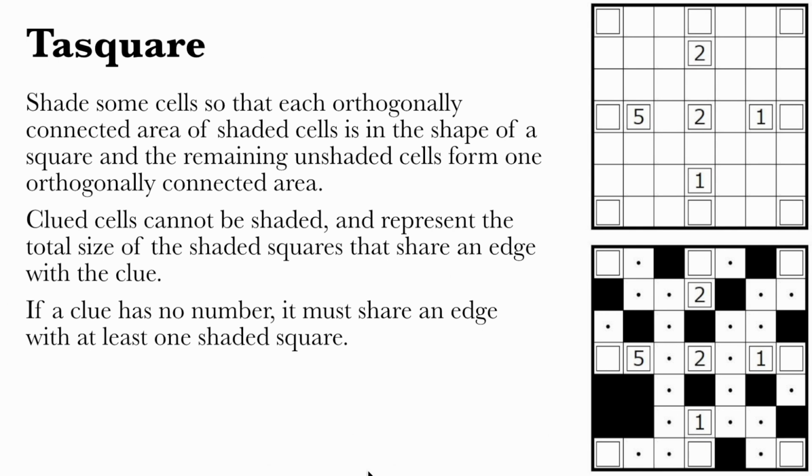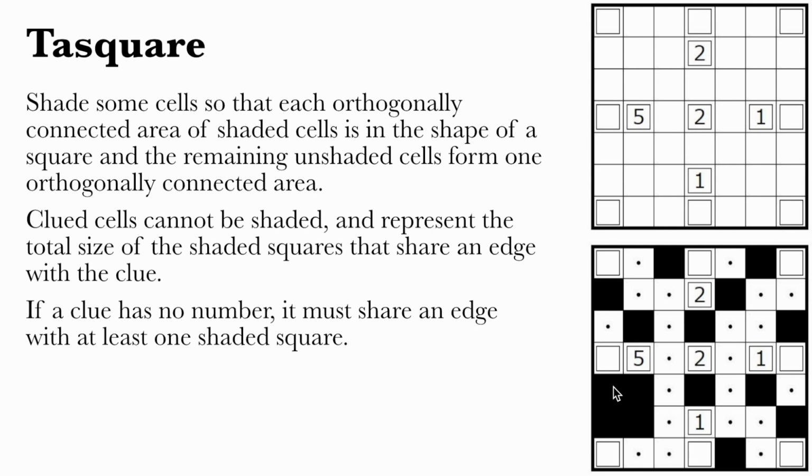Tasquare is a shading puzzle in which we are going to be drawing some squares in the grid. The rules are as follows. Shade some cells so that each orthogonally connected area of shaded cells is in the shape of a square, and the remaining unshaded cells form one orthogonally connected area. The word orthogonally in this context means connected by an edge. So you can see in the solution to this example, all of the shaded areas are connected squares. There are no connected areas that are not squares or could be divided into two squares.